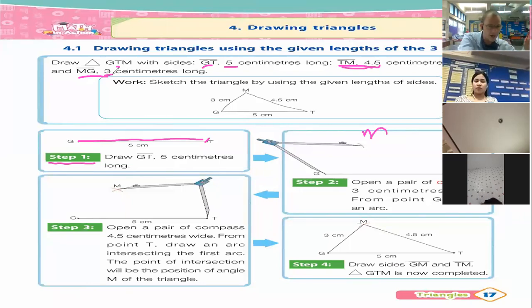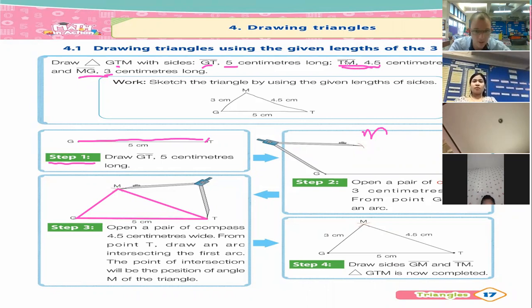And we do that by measuring on the ruler. Then we draw an arc. Then we go from TM, or MT, which is 4.5 centimeters. So you make it 4.5 centimeters and we draw an arc. And here you will see where the arcs come together and where they cross. You can see we can draw a triangle from there.